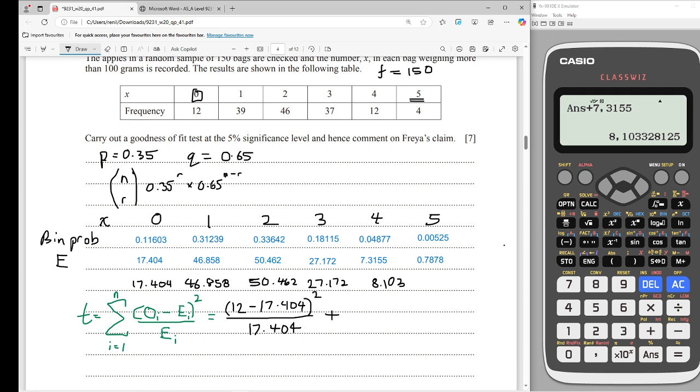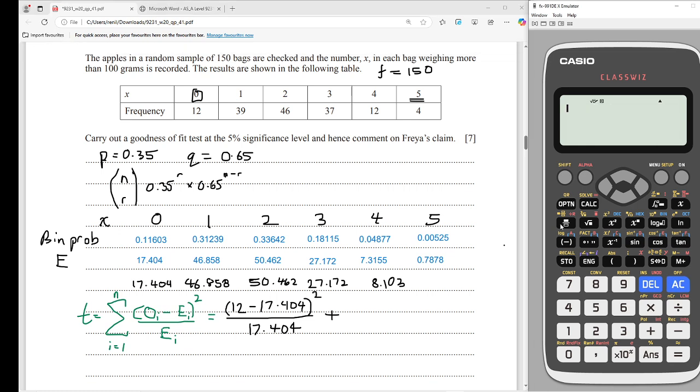Plus, okay, let's write that down in the calculator. 12 minus 17.404, whole square that and put 17.404 here. Right, and that's our first value. We need to calculate the second one as well, and the third, fourth, fifth, and sixth.